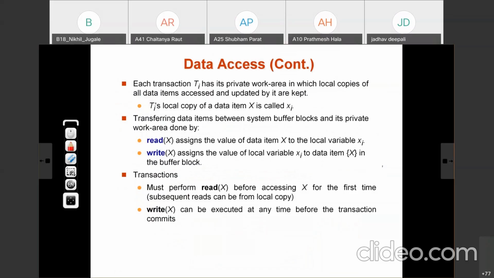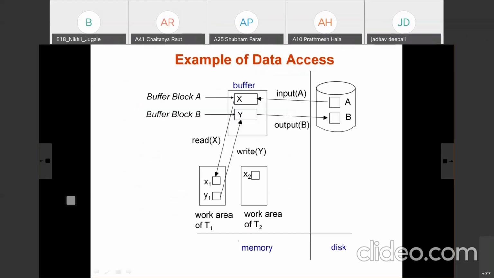Already I have told that every transaction, when it starts its execution, its local area is created temporarily. So each transaction Ti has its private work area in which the local copies of all data items accessed and updated by it are kept. If a transaction is Ti, the local copy of the data item X is known as Xi. That is shown here in this diagram.